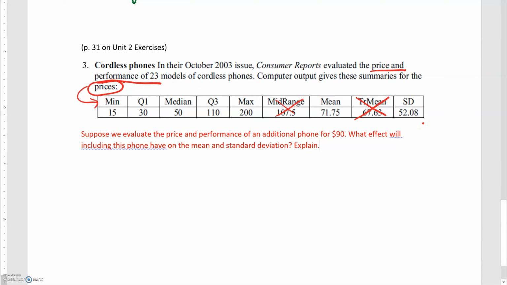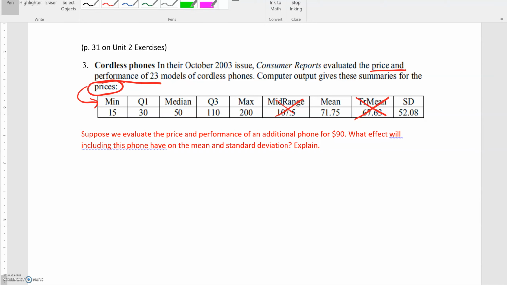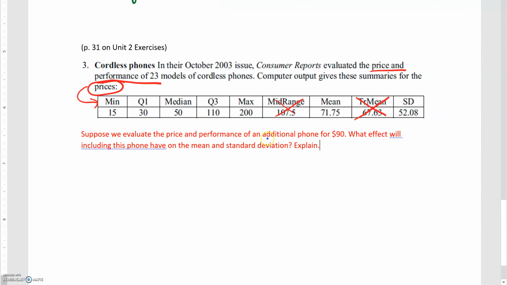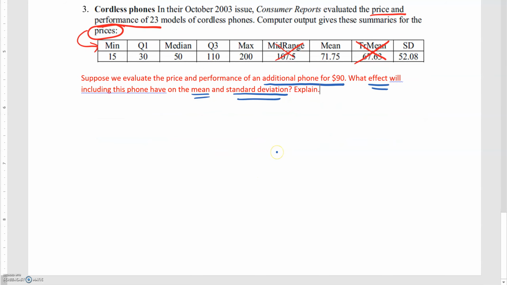So the question here says, suppose we evaluate the price and performance of an additional phone for $90. So I am going to add an additional phone for $90, and then we're asked to find what effect including this phone will have on the mean and standard deviation, and you need to explain. The best way you can understand this is to make a box plot to see the data visually.